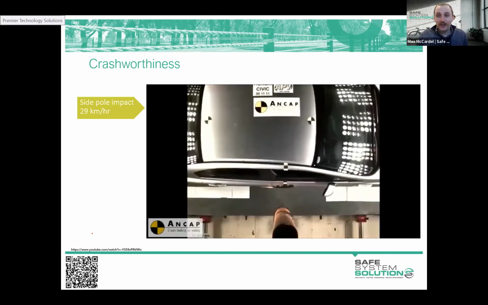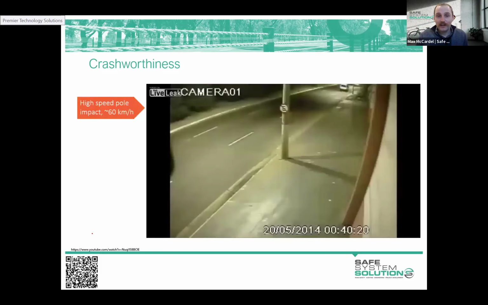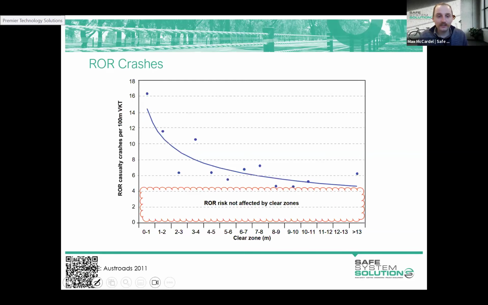I've got a video of a crash now that is roughly around 60 kilometers per hour, and it is a collision with this pole. It's relatively graphic, so if you did need to step aside for a minute, that's fine. But I'll just play it now. So this is a collision. Oh, it didn't work.